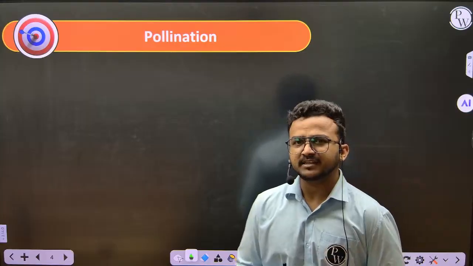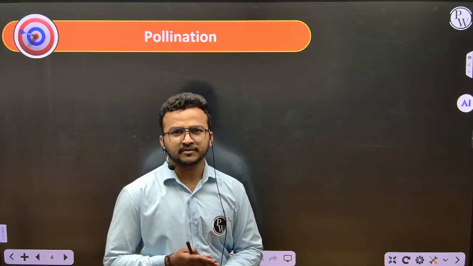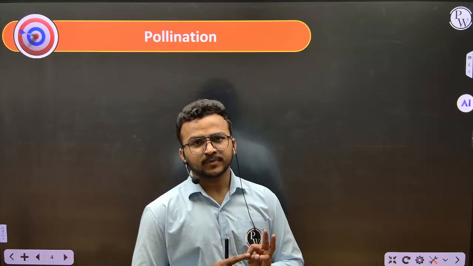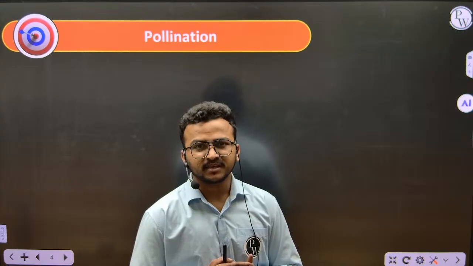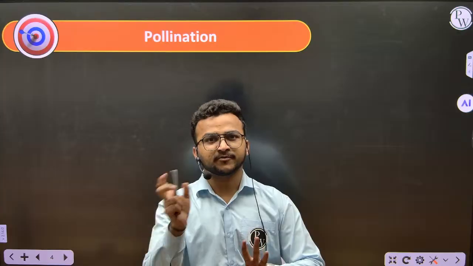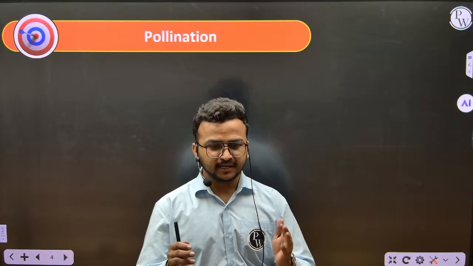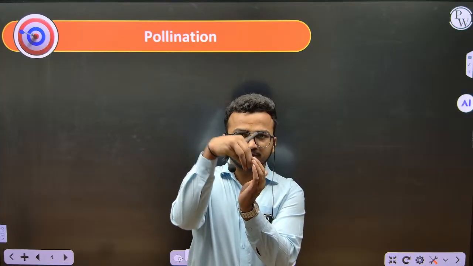Pollination is based on the source of pollen grains. There are three types: autogamy, geitonogamy, and xenogamy. Autogamy is nothing but self-pollination. Geitonogamy is neighbor flower pollination. Think that this is a flower. If the transfer from anther to the stigma takes place within the same flower, then we call this autogamy.